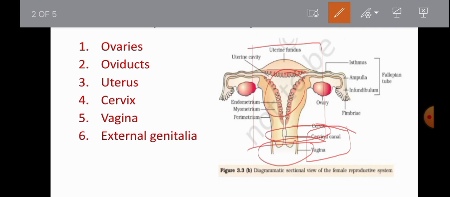And this uterus has three layers. That is perimetrium, myometrium and endometrium. The endometrial layer undergoes cyclic changes during the menstrual cycle, and the myometrium layer helps in the contraction during delivery of the baby. So that's it about the uterus.